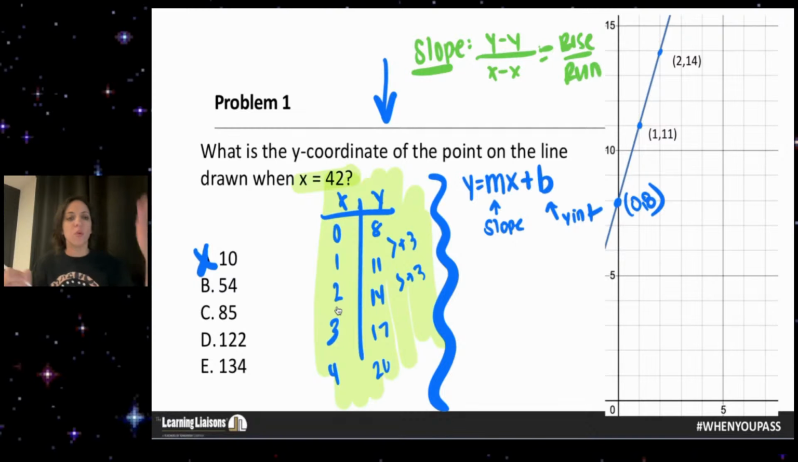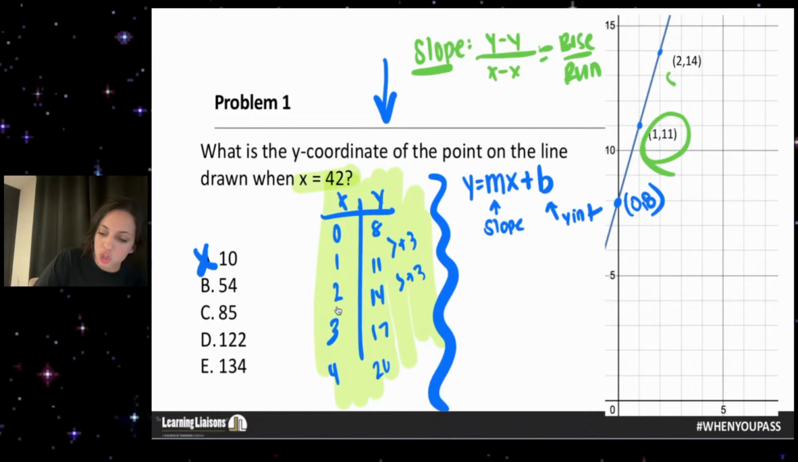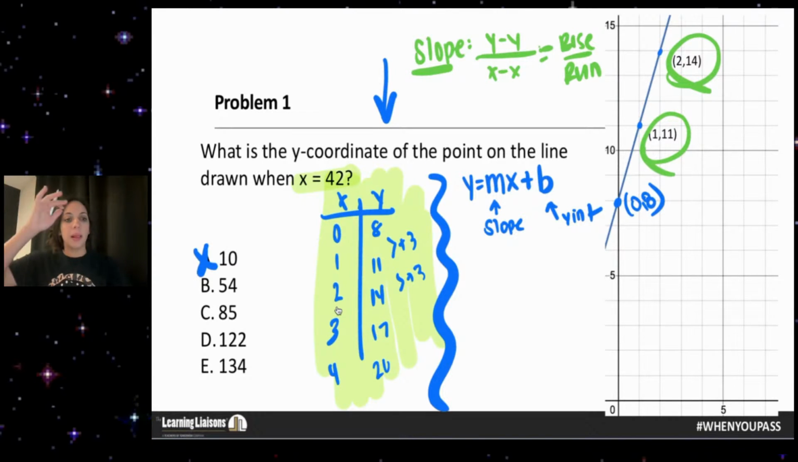So if you can't remember if the y's go on top or the x's go on top, but you can remember rise over run, we rise on a y-axis, we run on an x-axis. So I'm going to do rise over run, y's over x's, and I can take these 2 points and solve that equation. It does not matter which y or which x you do first, as long as you do the same thing each time. So if I'm going to do this y first, then I have to do this x first.